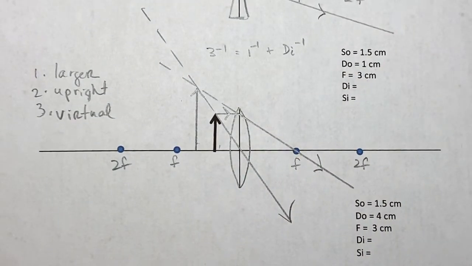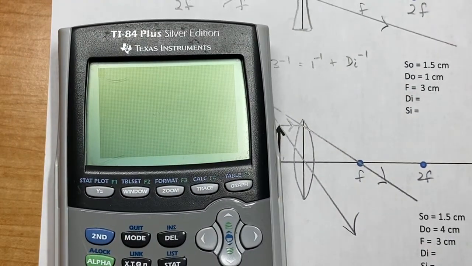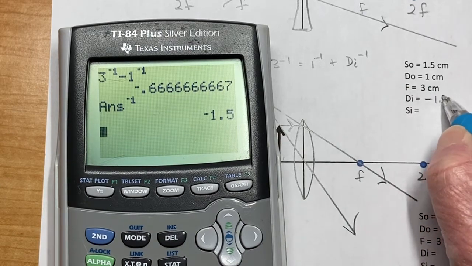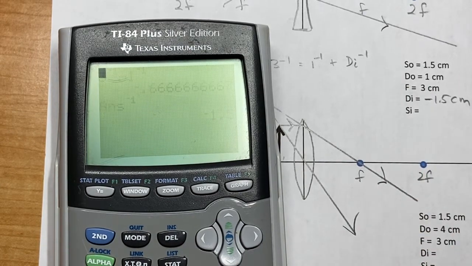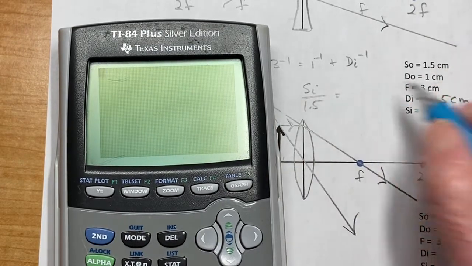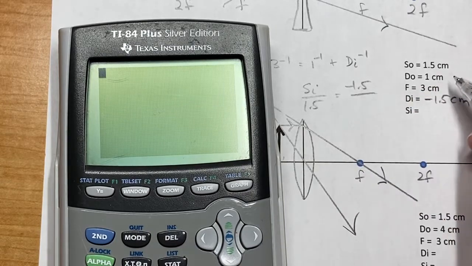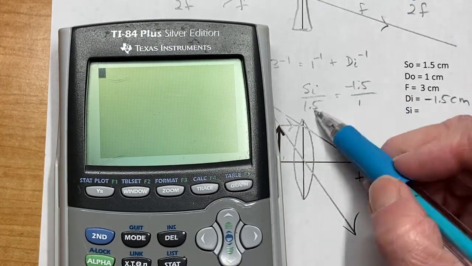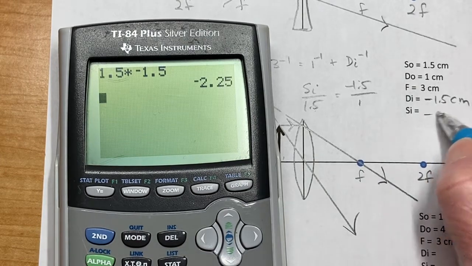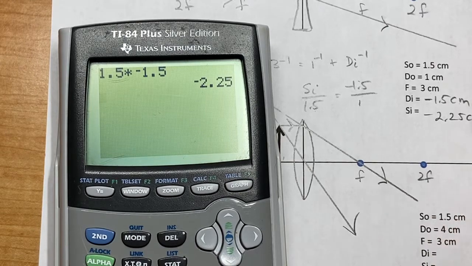All right, calculator time. Let's do this. 3 to the -1 minus 1 to the -1. I know that's sort of silly. And then 1 over that answer. So we're looking at -1.5 centimeters. And then SI over SO, which was 1.5, equals DI, which is now -1.5, over 1. Well, that's easy because I'm just going to multiply these. So 1.5 times -1.5 is -2.25 centimeters. And that is definitely bigger, which is what we said.